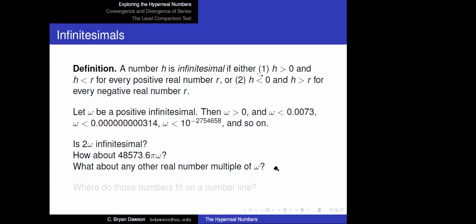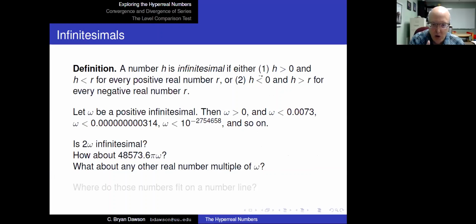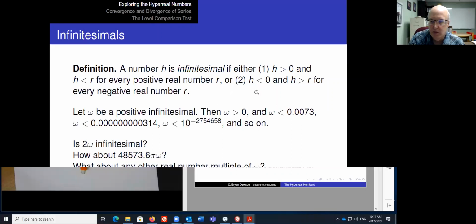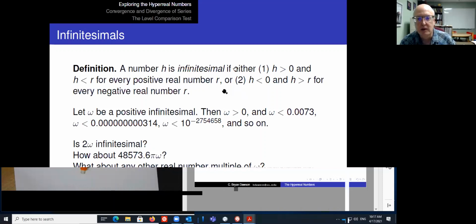Yes. Okay. Now here, there's actually one exception. If you look back up here to our definition, 0 is not an infinitesimal. Some other sources will say that 0 is an infinitesimal, but in the system that I'm using here, 0 is not considered an infinitesimal. So 0 is a real number, and 0 times omega would be 0, but with that one exception, any other real number multiple of omega would be infinitesimal.